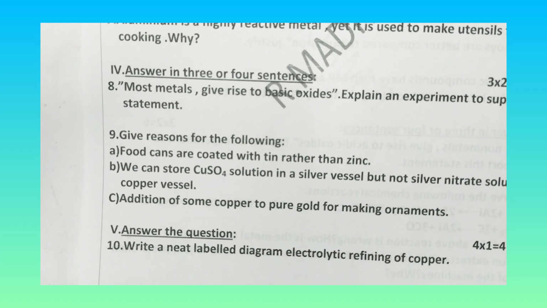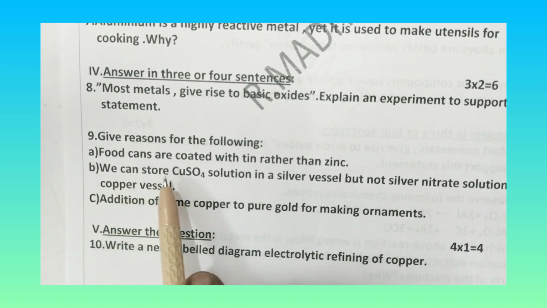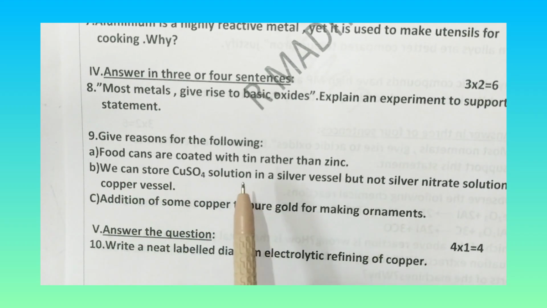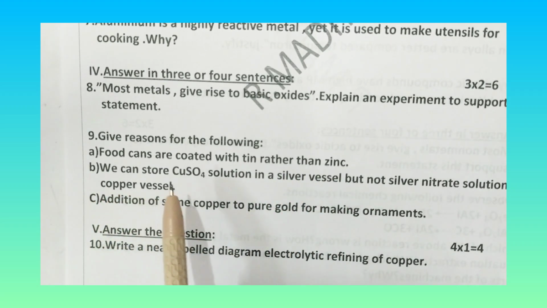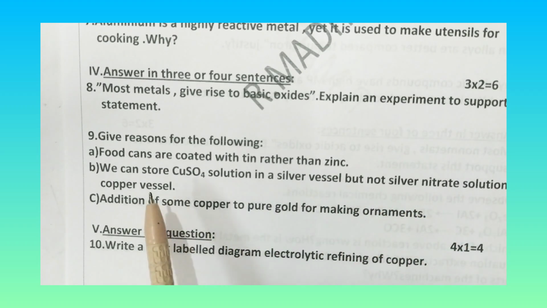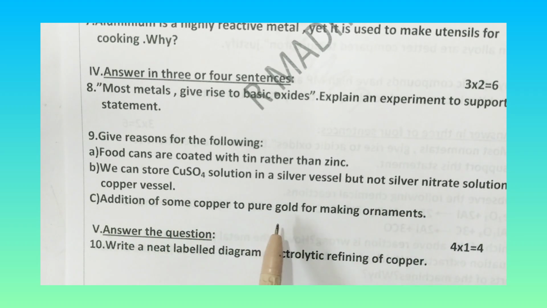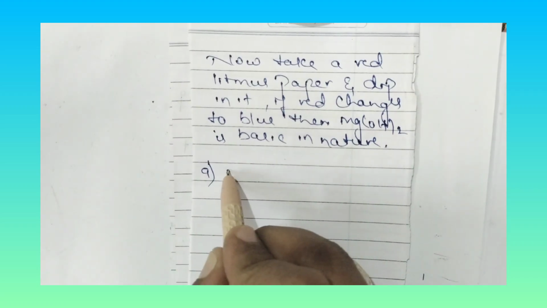Now let us move to the ninth question. Give reason for the following. Food cans are coated with tin rather than zinc. We can store copper sulfate solution in a silver vessel but not silver nitrate solution in a copper vessel. Addition of some copper to pure gold for making ornaments. So let us answer the ninth question now. So ninth one, A question.